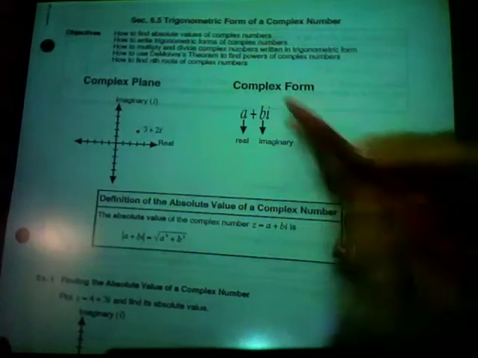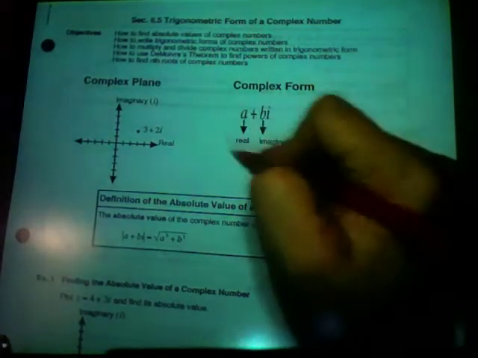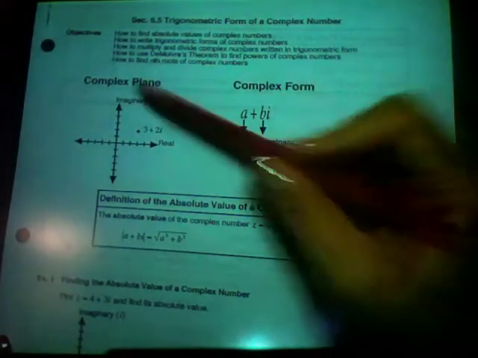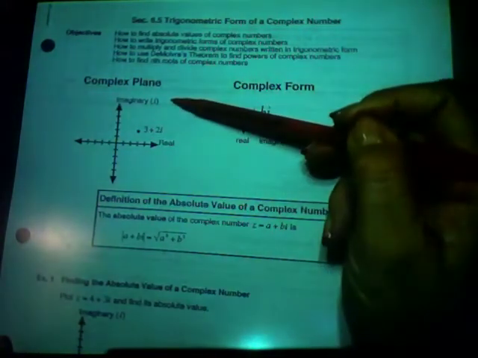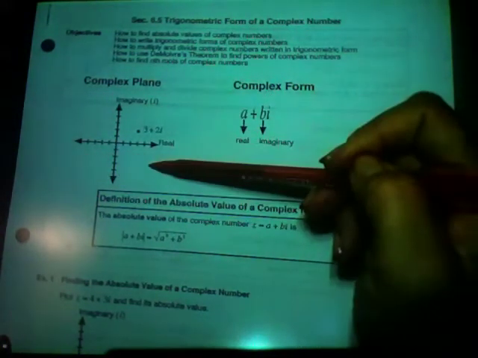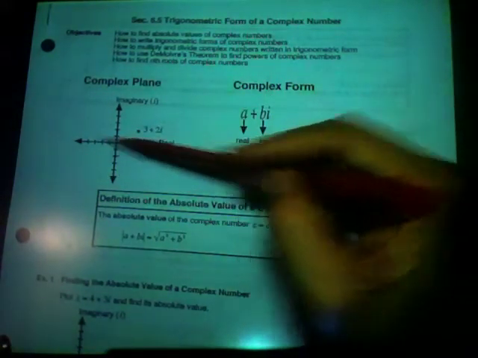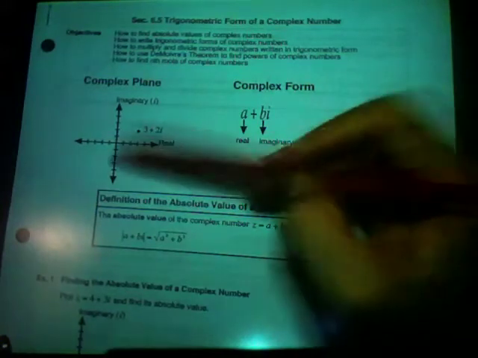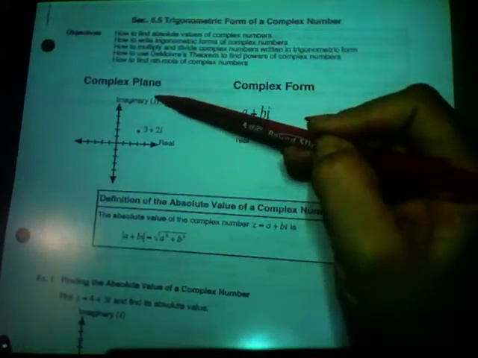Right? So as you look at the complex form of a number, you've got your real part and your imaginary part. We're going to plot that in what's called the complex plane. It looks just like a coordinate grid, doesn't it? But over here, the x-axis is for your real number, and your y-axis is for your imaginary number. You did this in Algebra 3-4, correct?